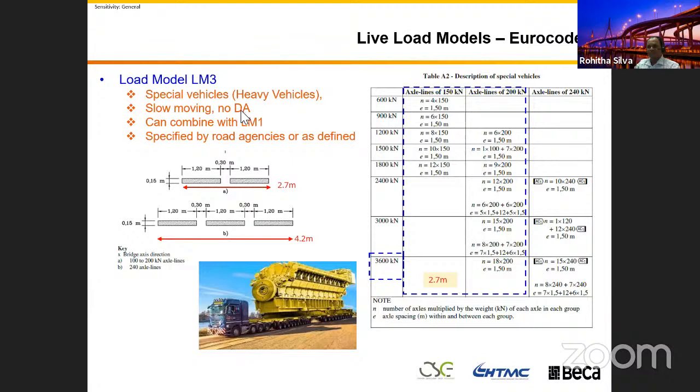You don't want to use the DAP, the dynamic amplification or dynamic load allowance. You don't want to use it. This one can combine with LM1. Of course, in the other standard as well, you can do.